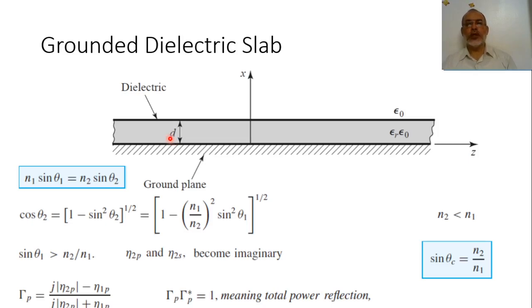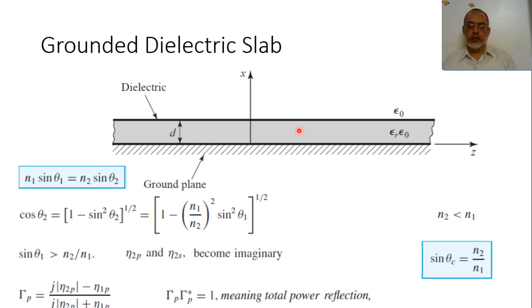The question now is, what will be the situation if you have one grounded plane and above this grounded plane there is a dielectric slab. The dielectric slab has a dielectric constant epsilon r greater than unity. Before going to this configuration, let me remind you of total reflection.